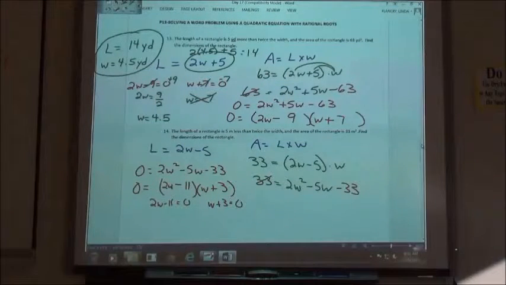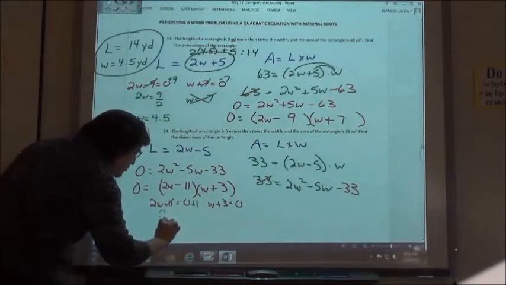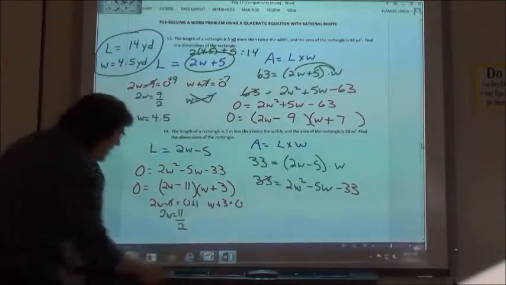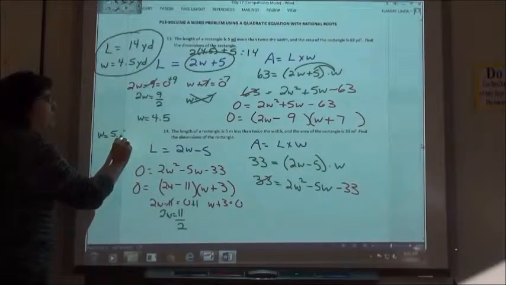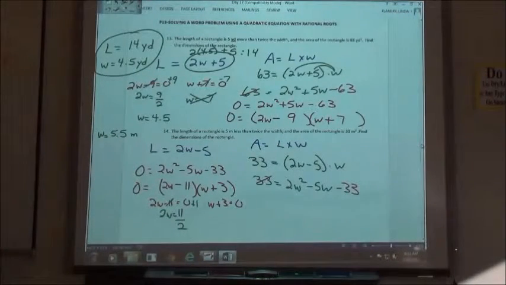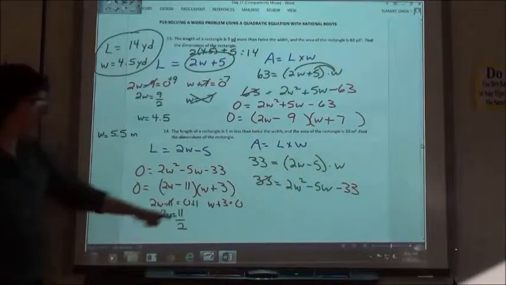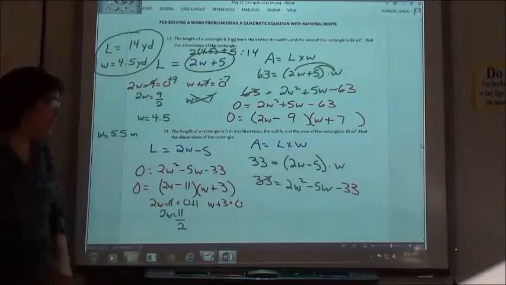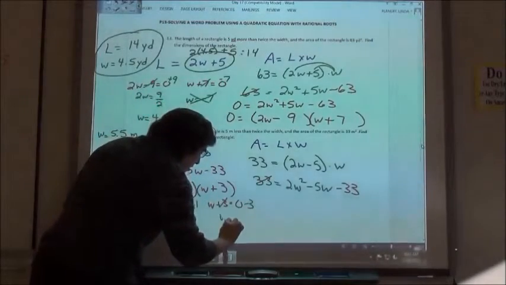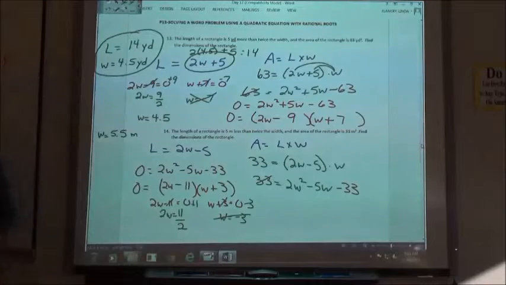Solve that first one for me. Oh, you got 5.5. You already got it all figured out. So he added the 11 and divided by the 2. So if we add our 11, 2w equals 11. If we divide 11 by 2, w equals 5.5 meters. On the other one, when we solve that one, what happens? We get negative 3, and we know that our width can't be negative, so we can't use that answer.